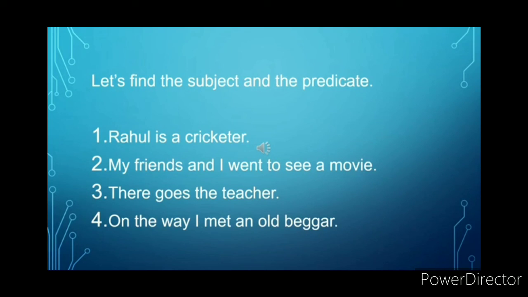Next, there goes the teacher. Who goes? The teacher. So here the subject is the teacher. Predicate is there goes. Next, on the way I met an old beggar. Make a question. Who met an old beggar? I. The answer is I. So I is the subject here and the rest of the words, on the way met an old beggar, is the predicate in the sentence.